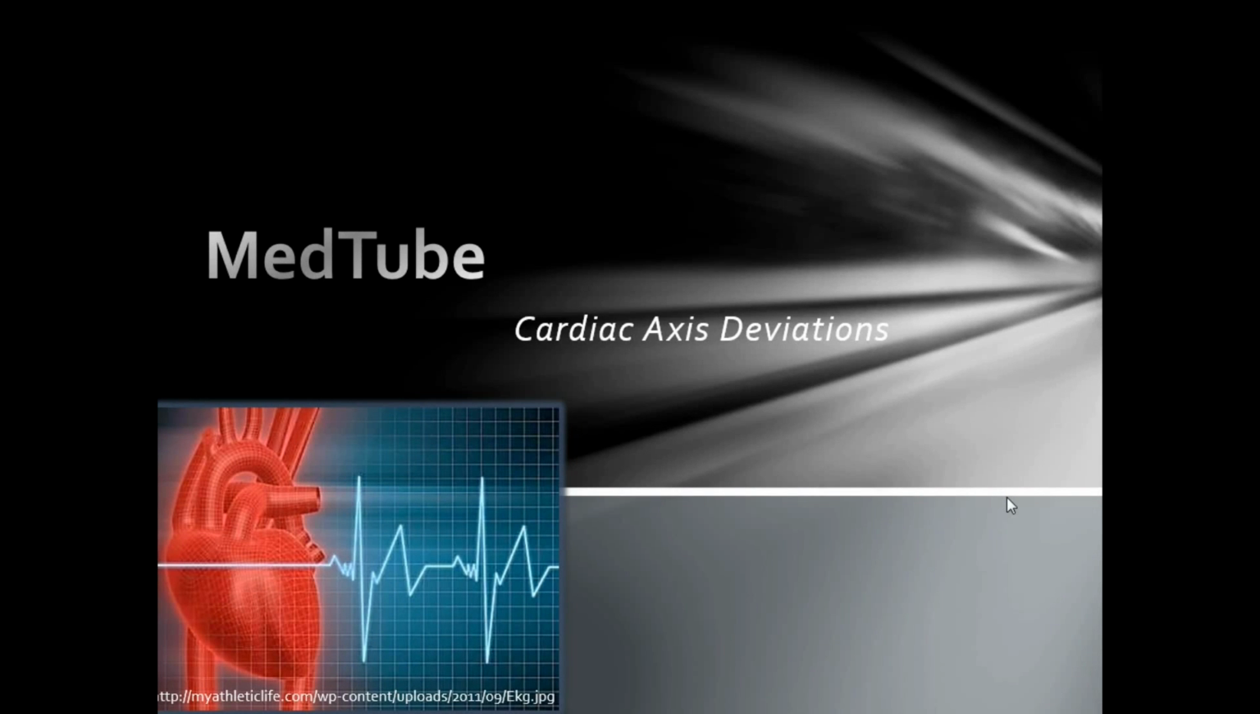Now a cardiac axis is defined as the average direction of depolarization waves through the ventricles. But before we go into the cardiac axis deviations, let's first review some general concepts.